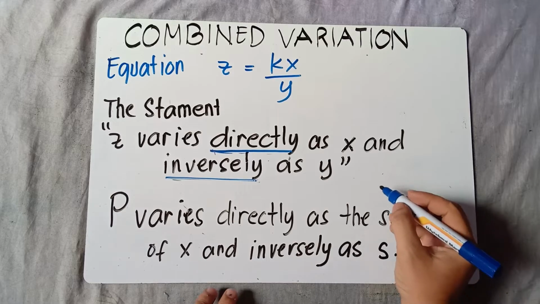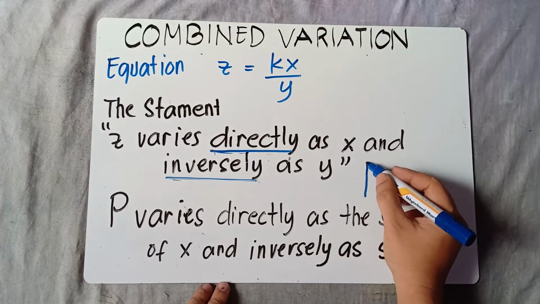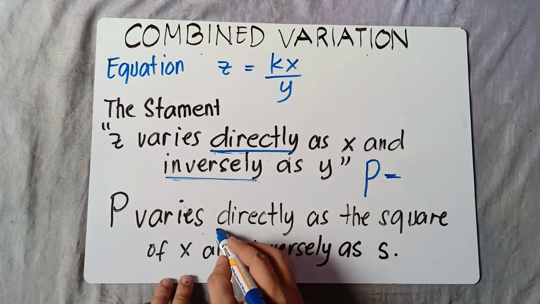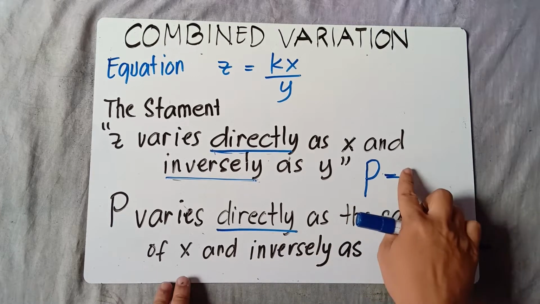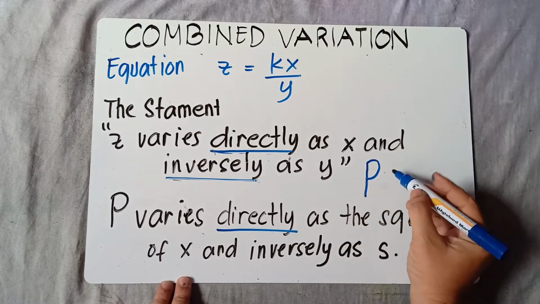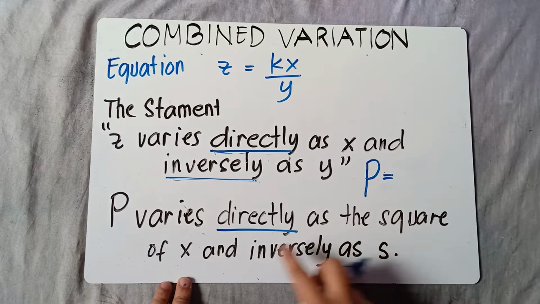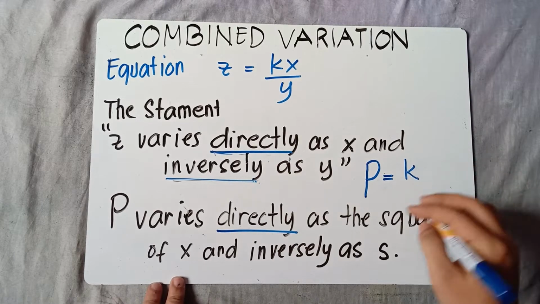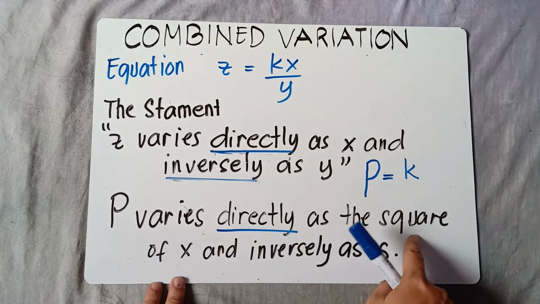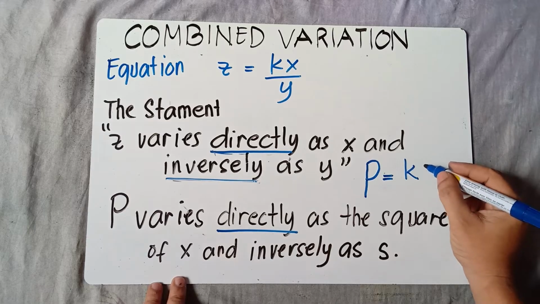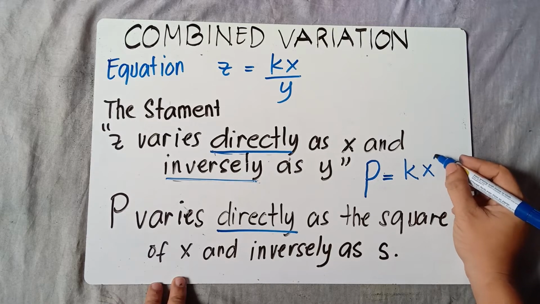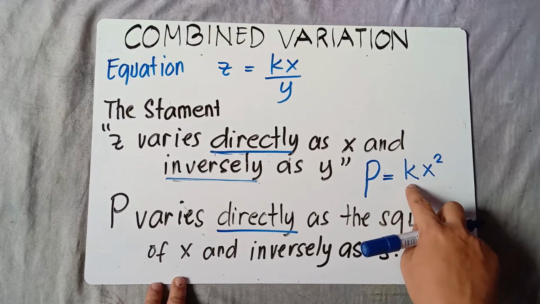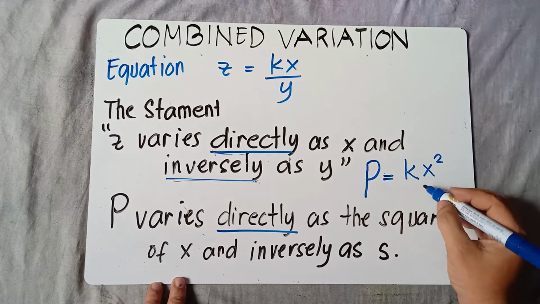Alright, so this is P varies directly. Directly means the variables must be on the numerator. So directly as the square of x. Do not forget, k is always on the numerator. P varies directly as the square of x, so that would mean x squared. K there is the constant, always on the numerator.